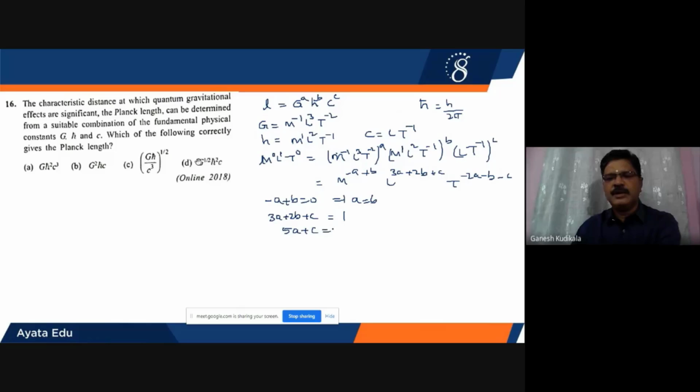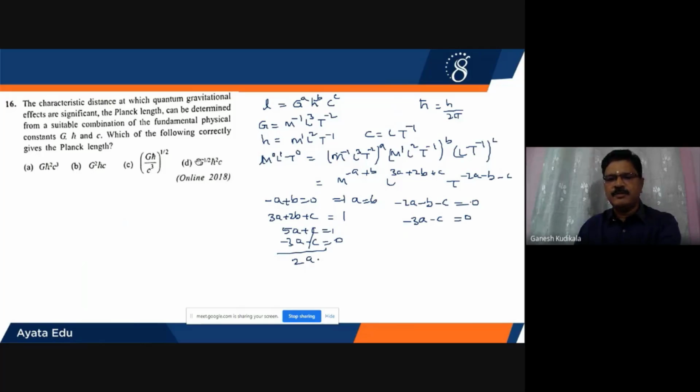5a plus c will be equal to 1. Next one, the third equation: minus 2a minus b minus c will be equal to 0. Since a and b are equal, this will become minus 3a minus c will be equal to 0. Let us put it here now. Minus 3a minus c will be equal to 0.